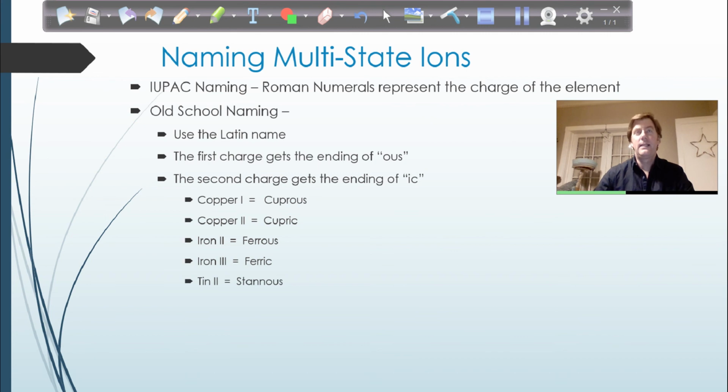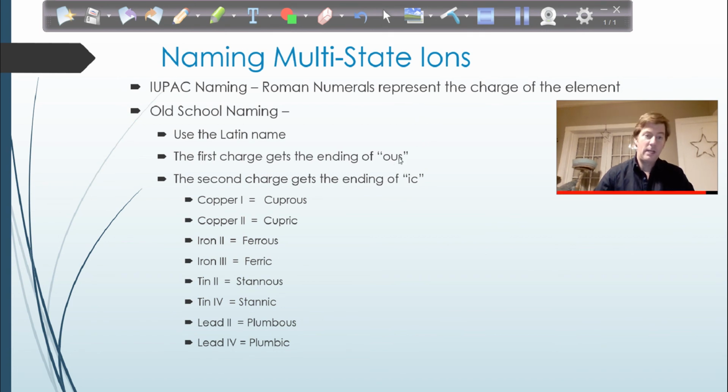Tin, its Latin name is stannum. So tin 2 is the first one, and it gets stannus. And then the tin 4, and IV is for 4. They put them out of order, and that's how the Roman numerals work. V is for 5. And so that would be stannic. Now lead, everyone remembers lead's Latin name. It's plumbum, from plumber and plumbing. So lead 2 is plumbus, and lead 4 would be plumbic.